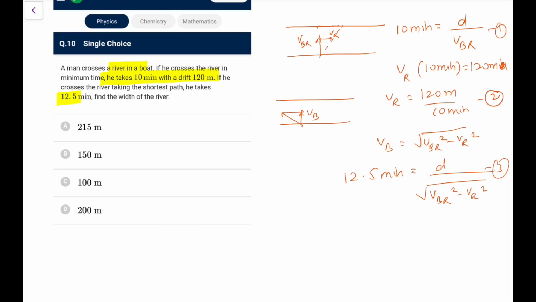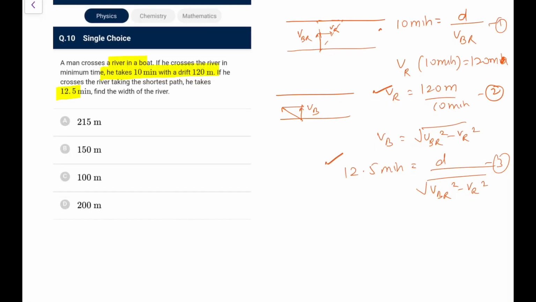So for finding the width of the river, what you should be doing? I have the value of VR. So if I have this value of VR, let's first divide these two equations. 12.5 by 10, I can write as 5 by 4, the d's get cancelled, and this gives VBR upon the square root of VBR square minus VR square.